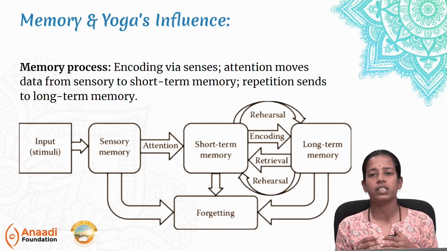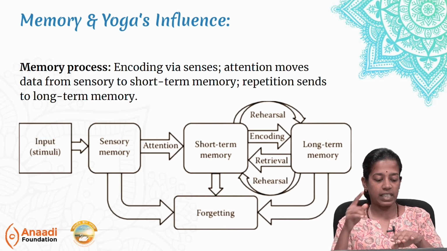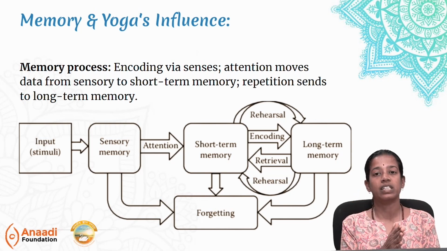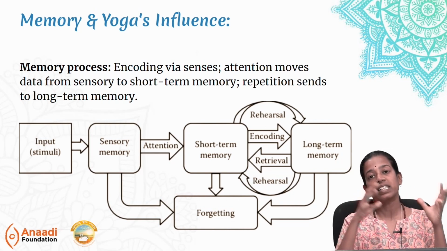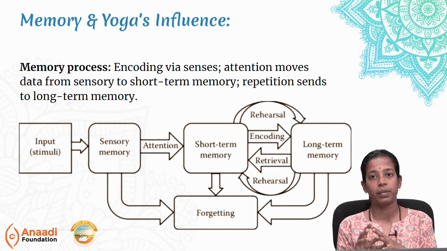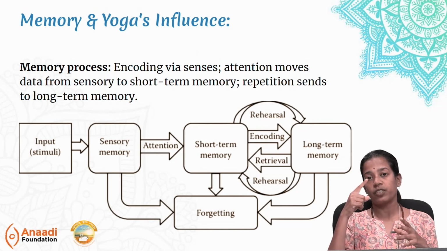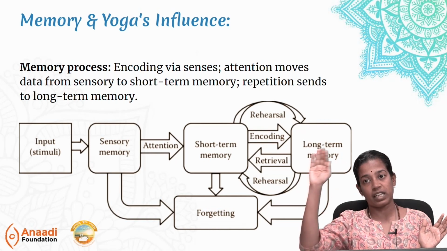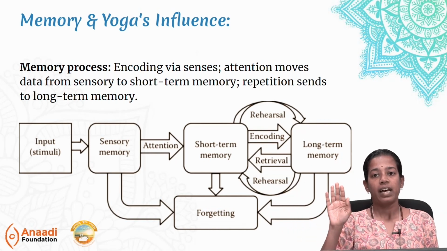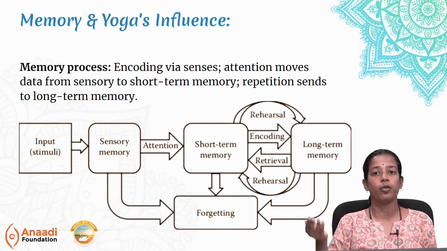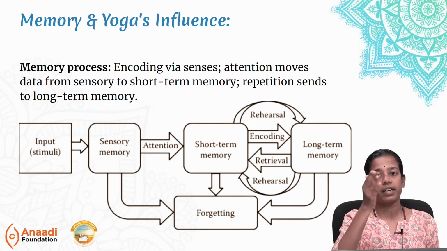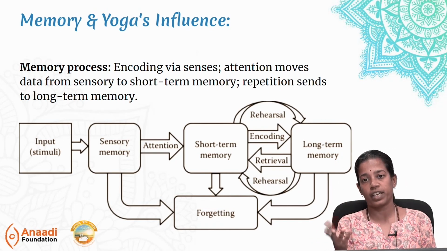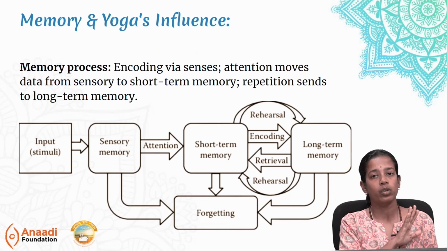So, the memory process, how does it happen? There is a sensory input that gets encoded. When we pay attention to that sensory input, that data gets transferred to our short term memory. If there are more than one repetitions, then this short term memory data also gets transported to the long term memory. And thereby, when a recall happens, it can come back to the short term memory through the retrieval process, or sometimes we might even forget. If we forget, then it goes to the other bin.